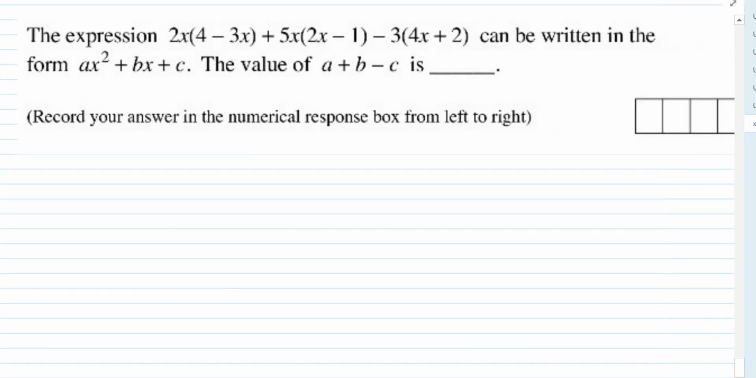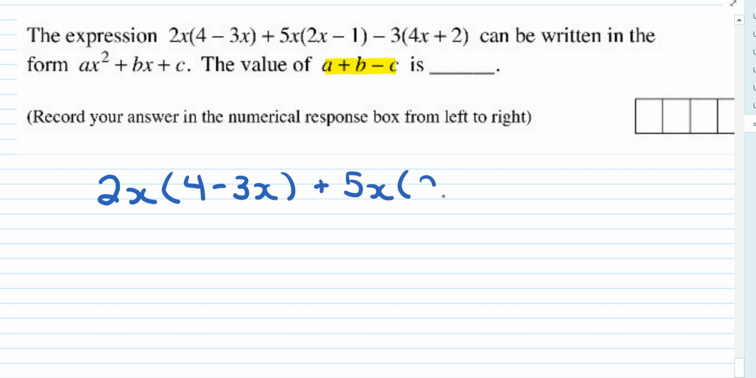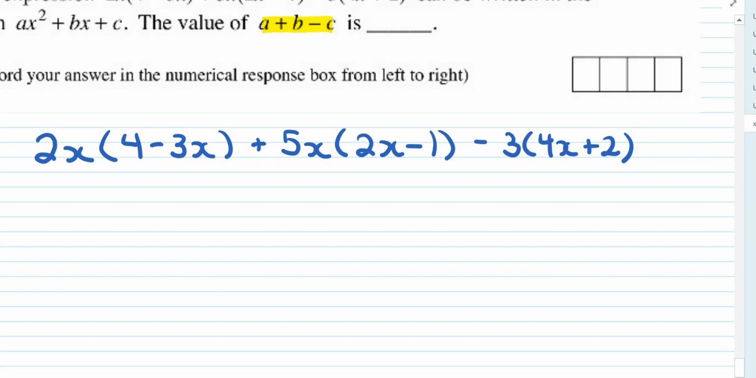Okay, moving on to the last question here. This expression can be written in the form ax squared plus bx plus c, and we need to find the value of a plus b minus c. Let's go ahead and just rewrite the problem out here. This is another classic distribution question, and a very good one at the very end here, just to make sure we know this concept. Let's go ahead and highlight the terms that we're going to distribute into the brackets here.